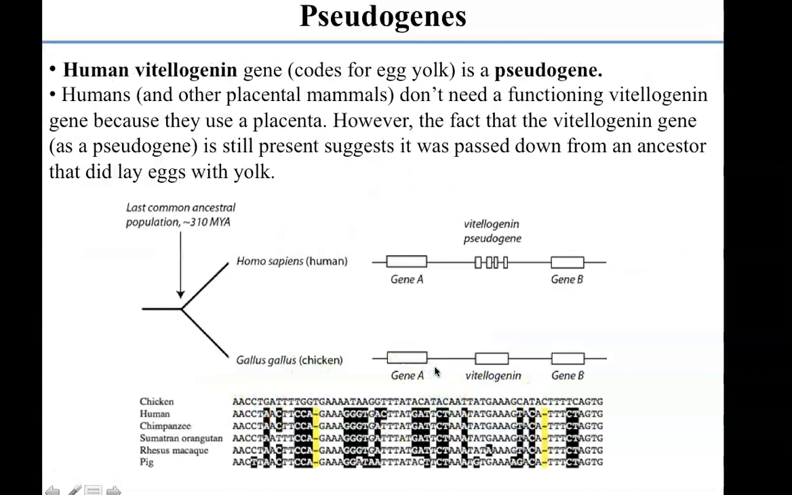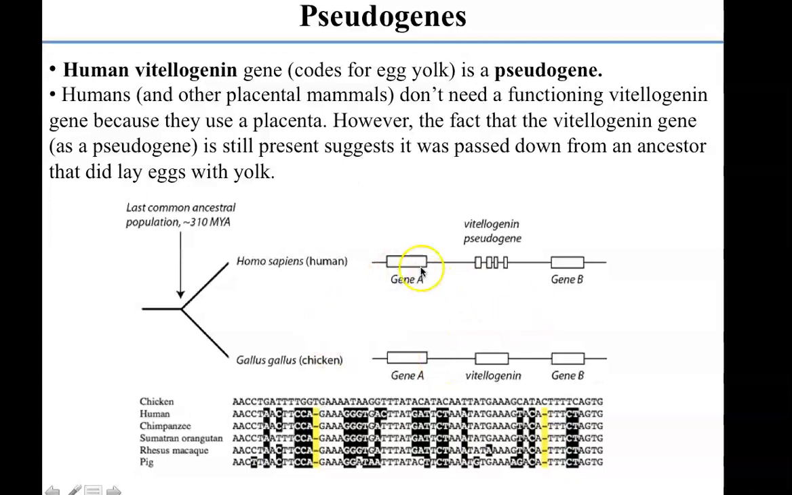Here's another pseudogene. It's for vitellogenin, and vitellogenin is a gene that codes for egg yolk. All right, and so in animals that lay eggs, their vitellogenin gene codes for egg yolk. Well, in humans and in placental mammals, so in chimpanzees and pigs and elephants and so on, we don't need egg yolk because we have a placenta. So in placental mammals, the vitellogenin gene broke somewhere around when we became placental mammals, and so we've all inherited a broken version, right?